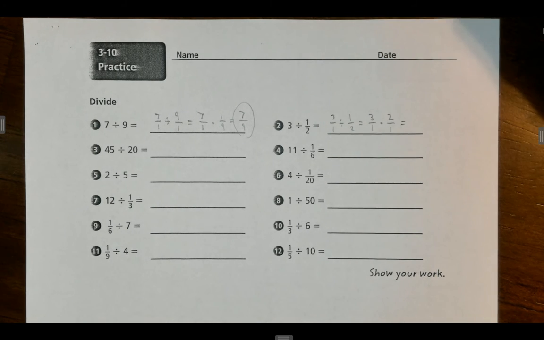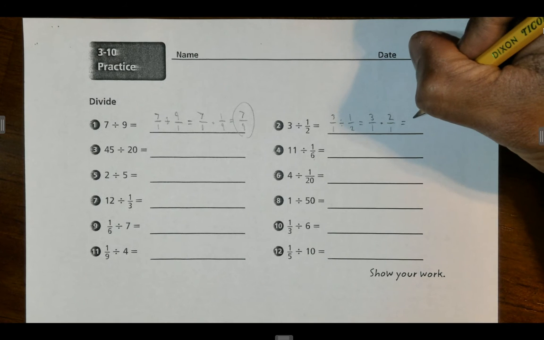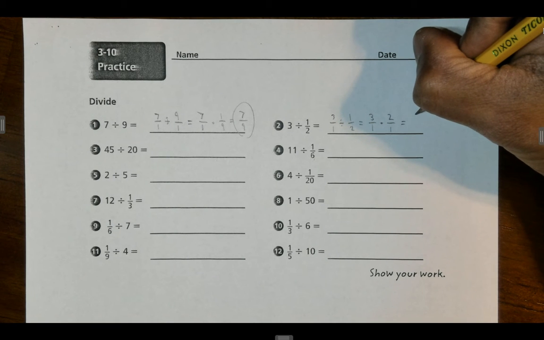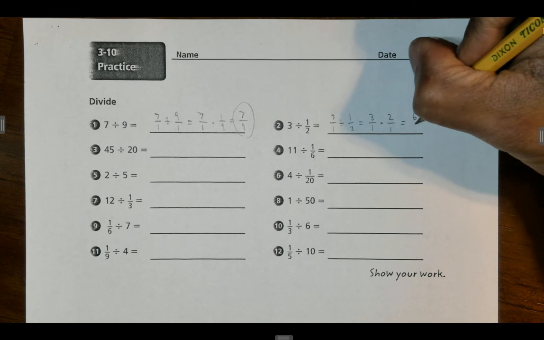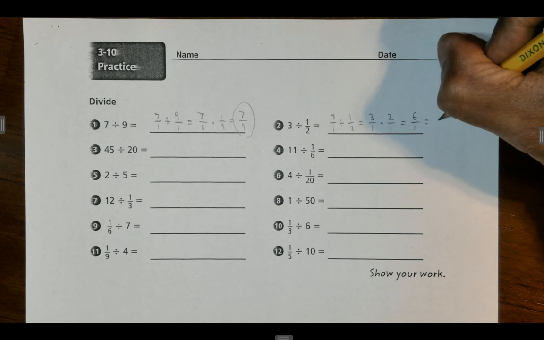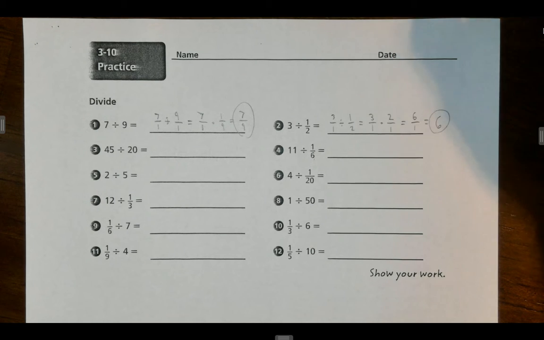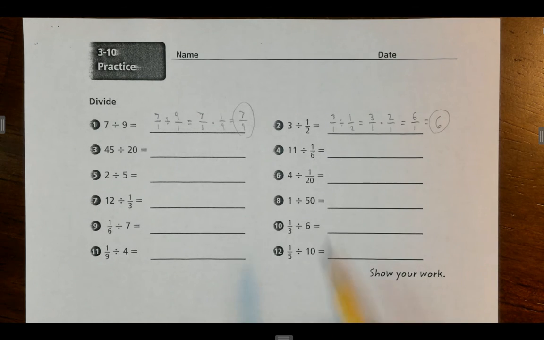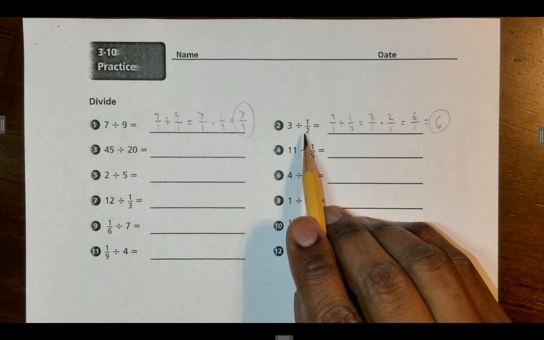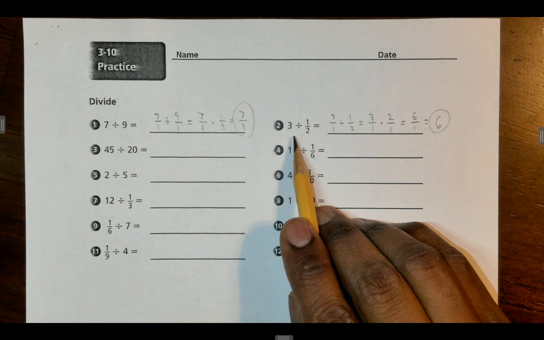Check and see if there's cross-canceling. In this case, there is not. And then continue. 3 times 2 is 6. 1 times 1 is 1. Final answer of 6. Now, in this case, it's actually possible for us to show a visual model here.